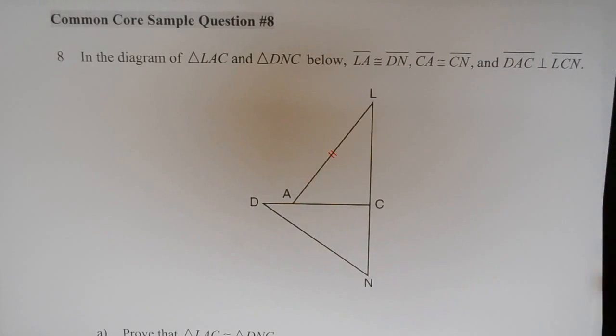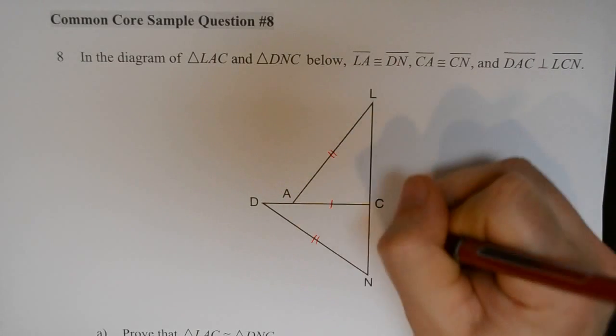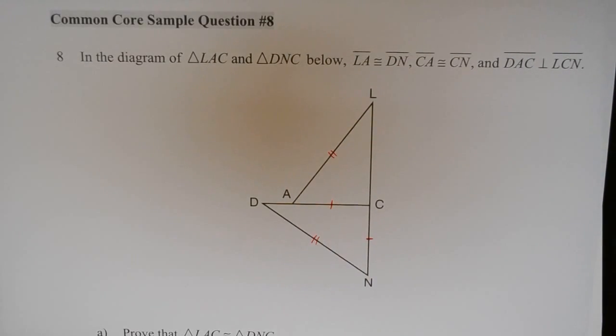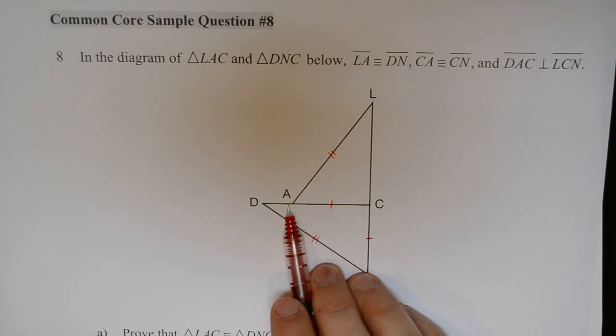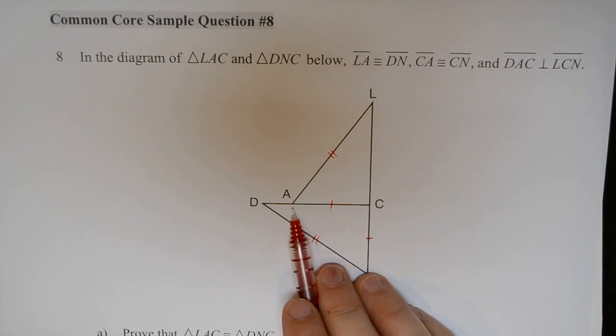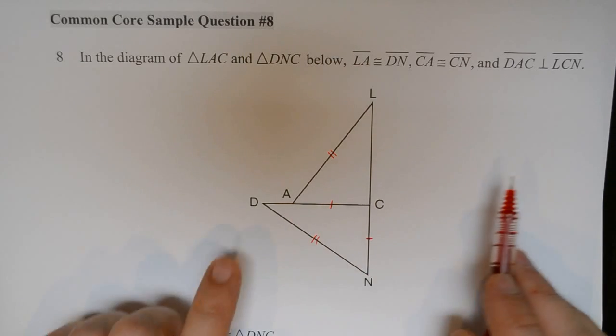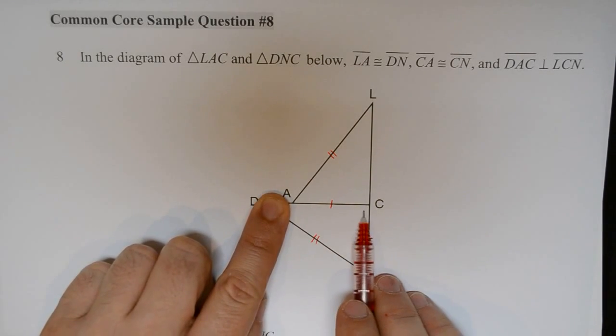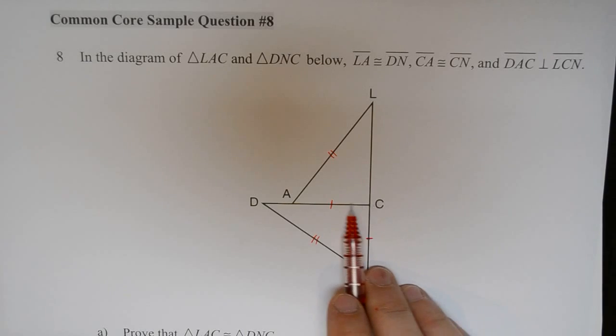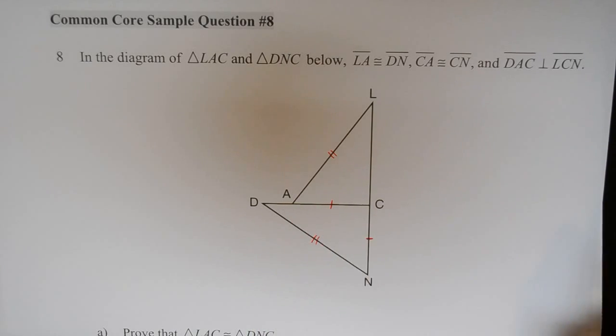LA is congruent to DN, so I got those right there. CA congruent to CN. Okay, so let's see. CA is this piece here, is congruent to CN. And you might want to make an extra note to yourself that it's just that part. For me, that's okay because I know that I won't mark a segment if it goes past a vertex like that. So I know that that's AC when I mark it. But make sure that you mark that in a way that you understand it's AC and not DC.